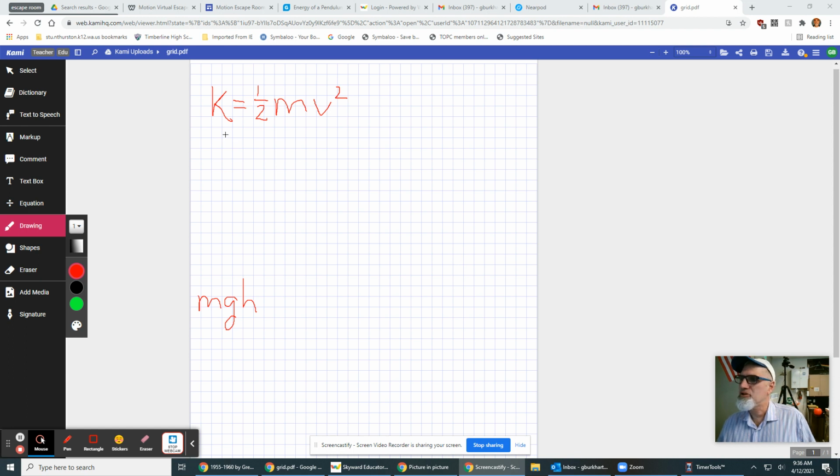Just going to give you some notes here for your quiz this week. We're going to talk about energy, different kinds of energy we've talked about before. Let's talk about this first equation. The K stands for kinetic energy. Kinetic energy is the energy the thing has when it's moving.